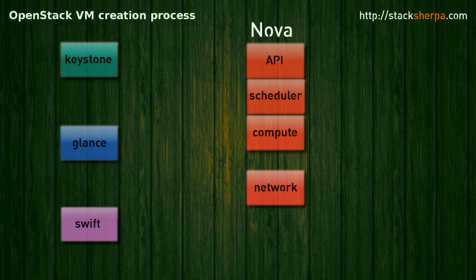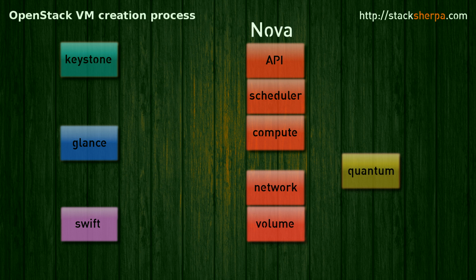The following step would be to attach a persistent volume to the virtual machine, and for this matter, the volume component will receive that request. In Essex architecture, the network component is a subcomponent of Nova Network, but in Folsom it is a new independent component that is called Quantum. The same happens with Nova Volume, that is another independent component of Folsom architecture called Cinder.